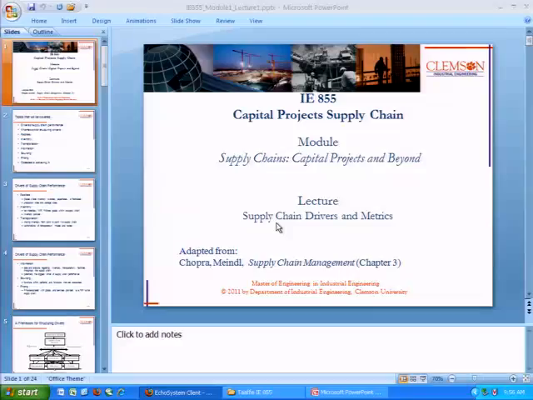Today's lecture will be mostly about the traditional supply chain issues that will still exist in capital projects, but we'll explore those in later lectures throughout the semester as well. The material for this lecture is from that textbook that I mentioned during the opening lecture, Supply Chain Management. This is from Chapter 3, and it discusses supply chain drivers and metrics. So let's go ahead and begin.